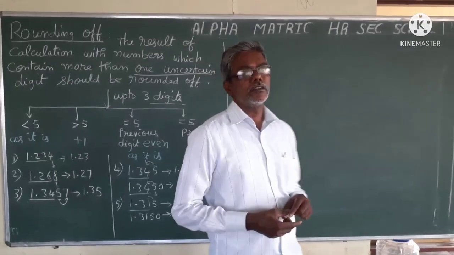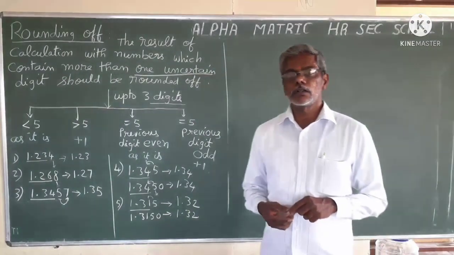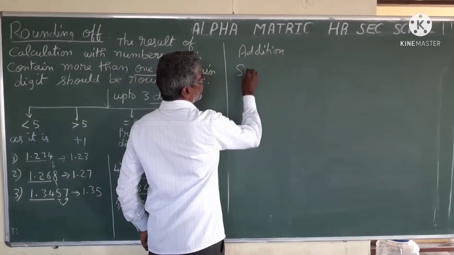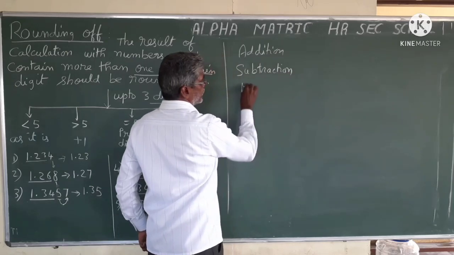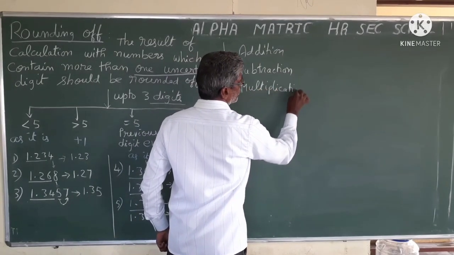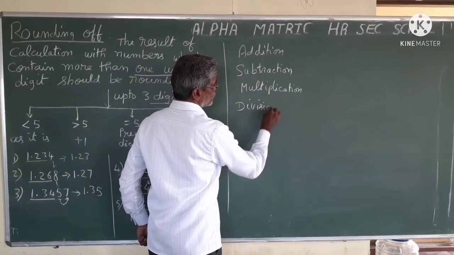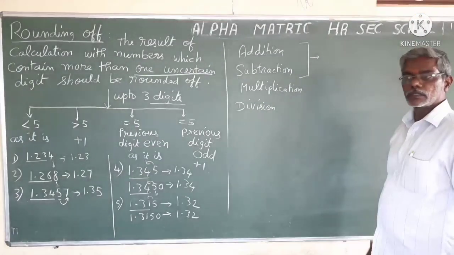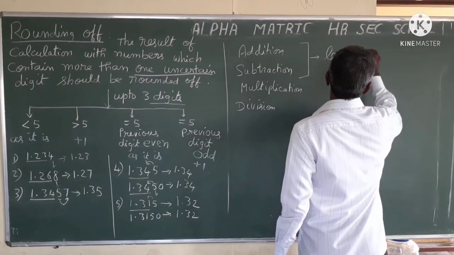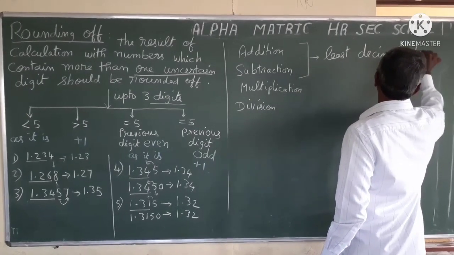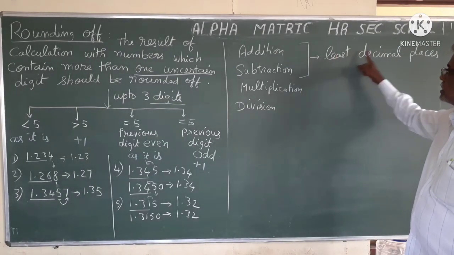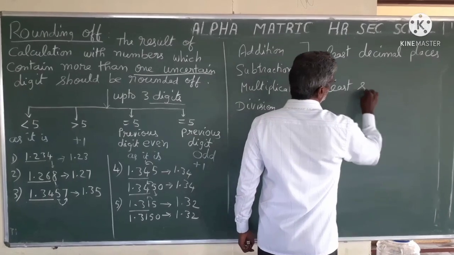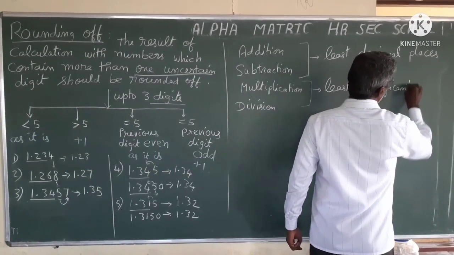Now we will see arithmetic operations with the significant figures. So what are all arithmetic operators? Addition, subtraction, multiplication, and division. Okay, for addition and subtraction, we should consider least decimal places. For multiplication and division, we should consider least significant figures.